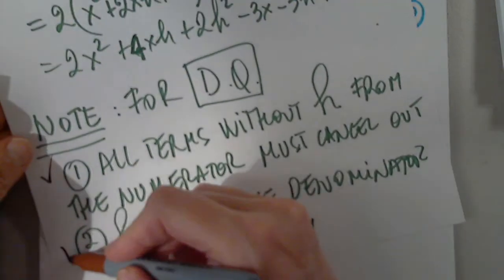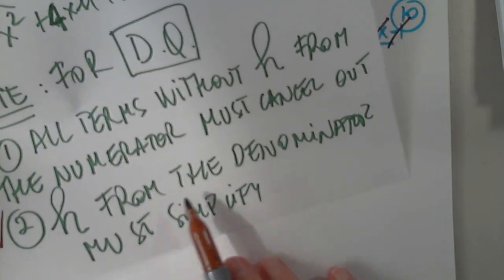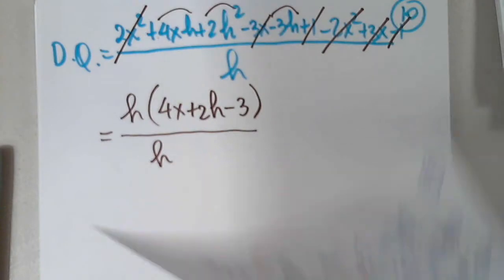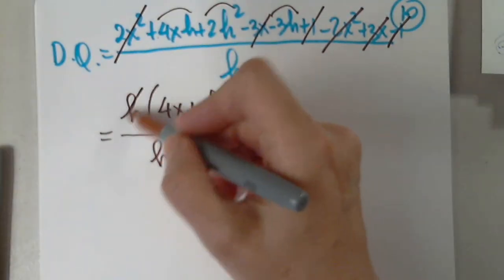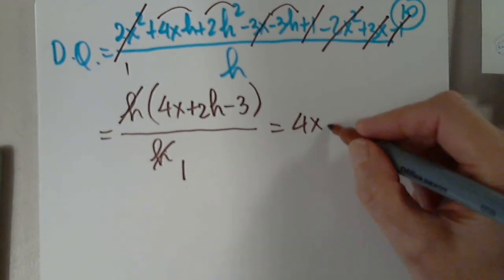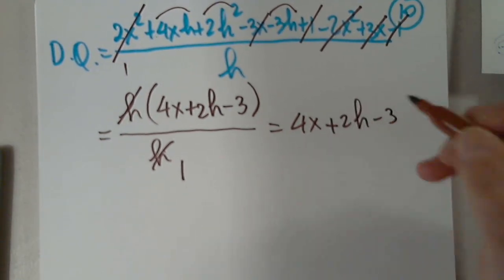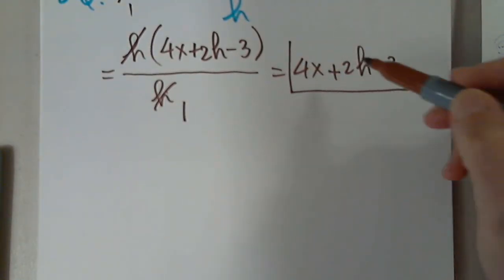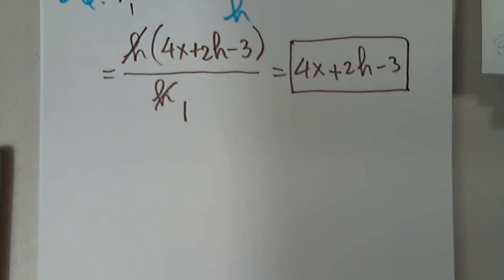And here is how the second condition is fulfilled. h from the denominator must simplify. And it will. Here it is, gone. The simplified form of the difference quotient for this function is this. And as I mentioned, it may still have h in it, and it will have h in it.